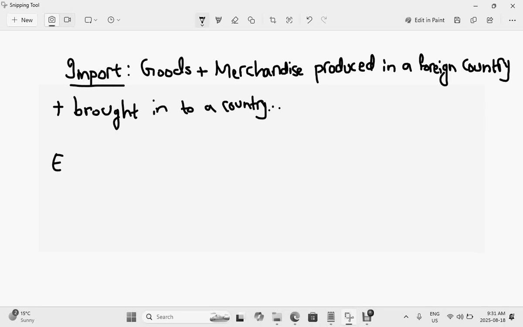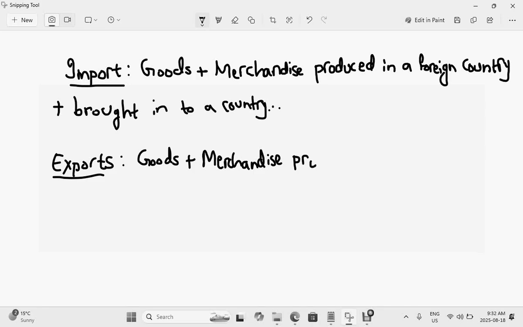Then you have exports. These are goods and merchandise that are produced in the home country and brought into a foreign country, so exported into a foreign country.